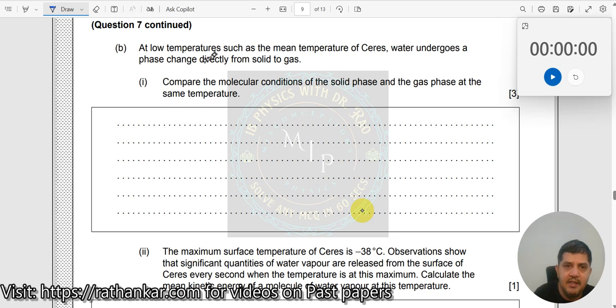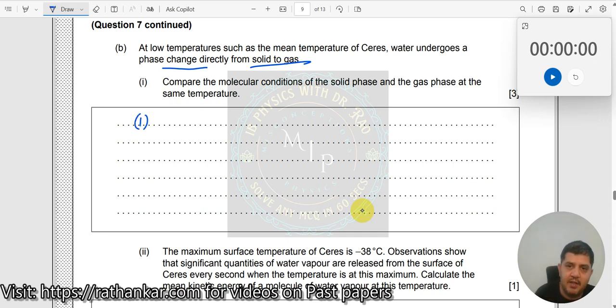What is happening over here? At low temperatures, the mean temperature of Ceres, water undergoes a phase change directly from solid to gas. So there is no water being formed. Compare the molecular conditions of the solid phase and the gas phase at the same temperature. So what are the molecular conditions? First one is gas. What is the difference between these two states? That's what is being asked over here.